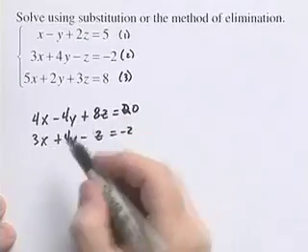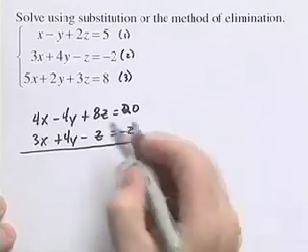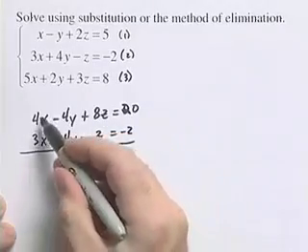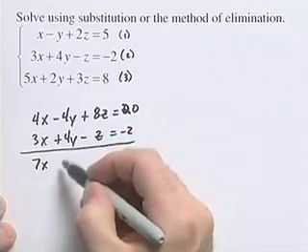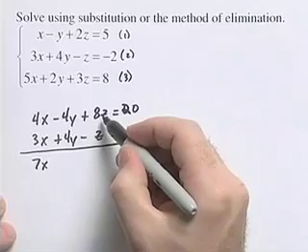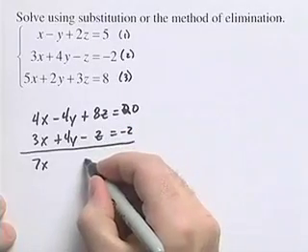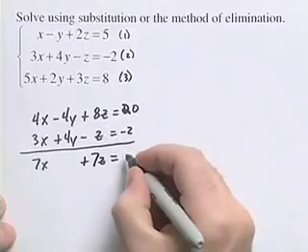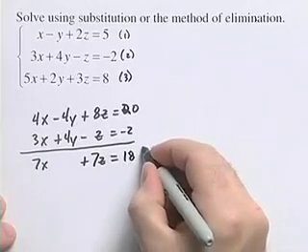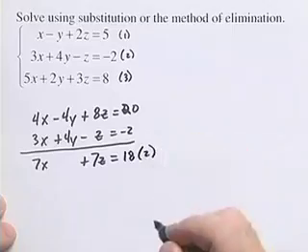Now to get rid of the y variable, we're going to add these two equations together. 4x plus 3x is 7x, negative 4y plus 4y is 0, and then 8z plus a negative z is going to give us plus 7z. And then 20 plus negative 2 is 18. This will be our new equation 2. Now we're going to eliminate the variable y from the third equation.